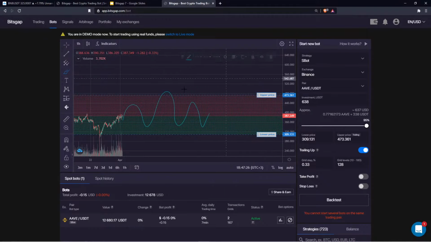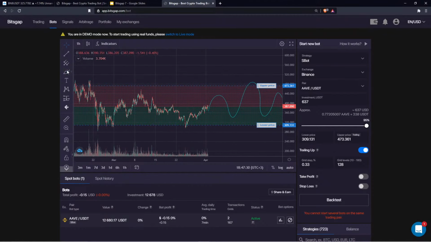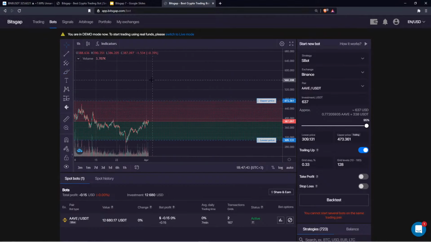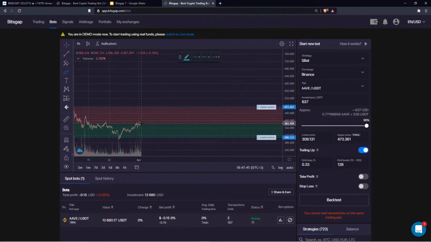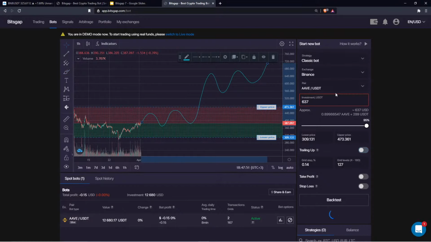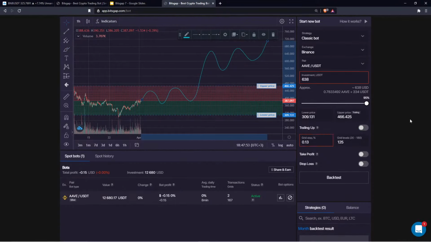Okay, so that's it. That's the thing about the S-bot. You see, on this time period, S-bot would bring you more returns than the classic bot. Okay, as for the classic bot, if you expect the market to rally, to move like this, boom, then stick with the classic bot and don't forget about the trading up.